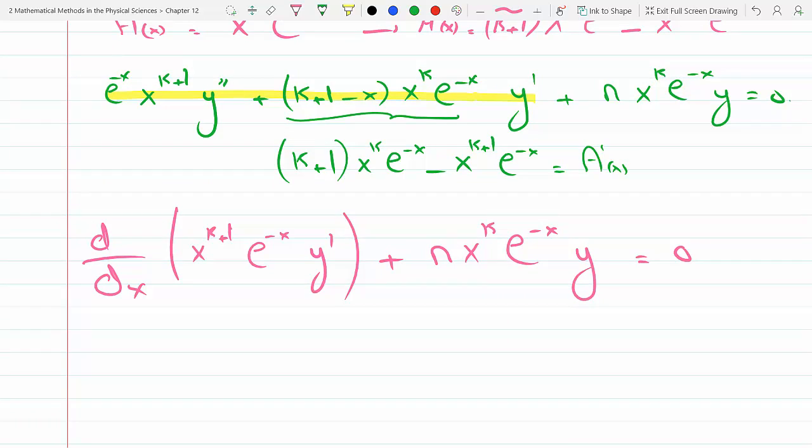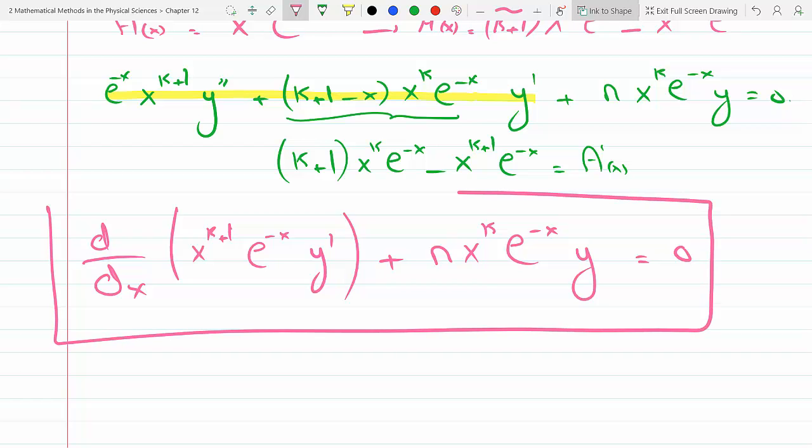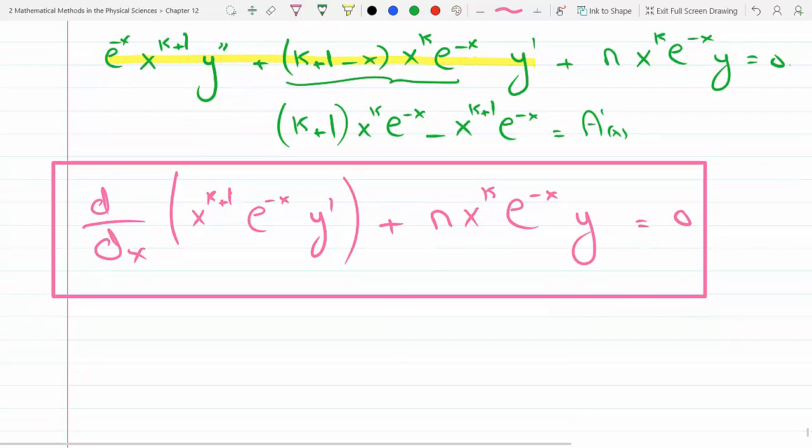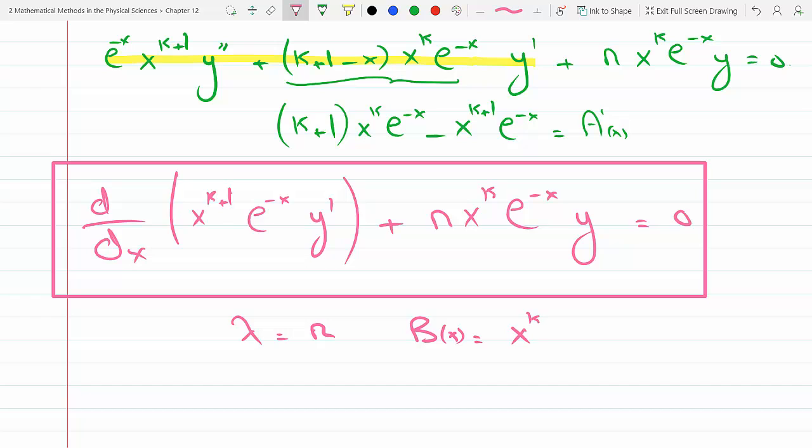So this is the Sturm Liouville form of the second Laguerre equation, and I could read off my lambda here. So my lambda obviously is n, right? My b of x is that function of x there, x to the k e to the minus x, and c of x is 0.